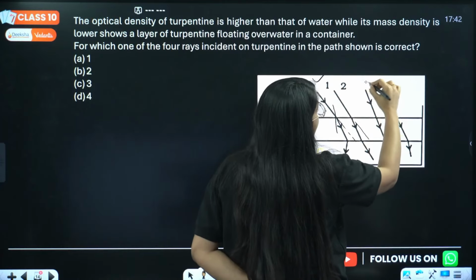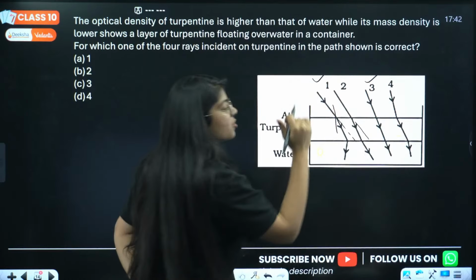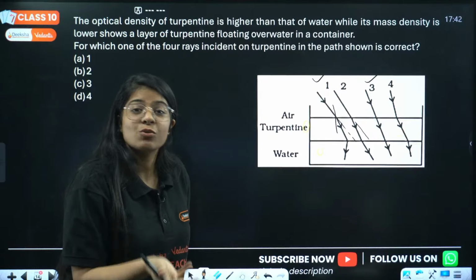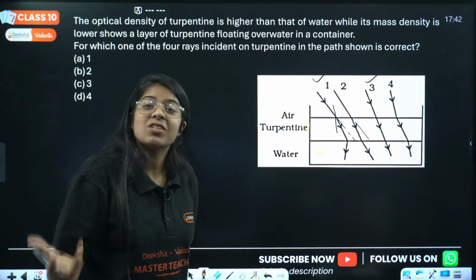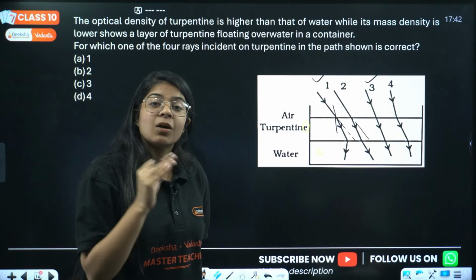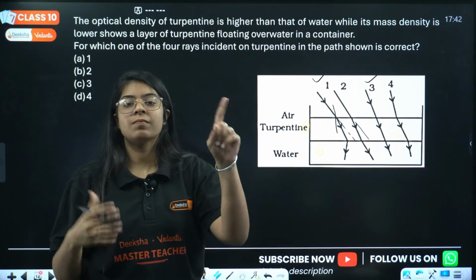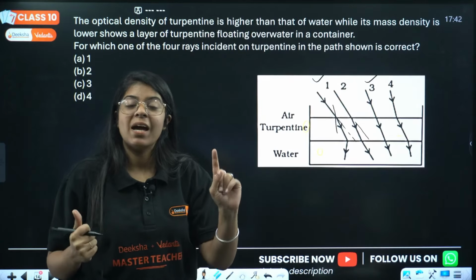The third ray is traveling straight. It shows no bending. That means refraction is not happening. But there are only 2 cases in which refraction doesn't happen. First is no change in medium. Second is when the incident ray is normal to the surface. But this is not normal. Normal is something like this. So the third is not the correct answer. Fourth, now see, this is the normal, right?